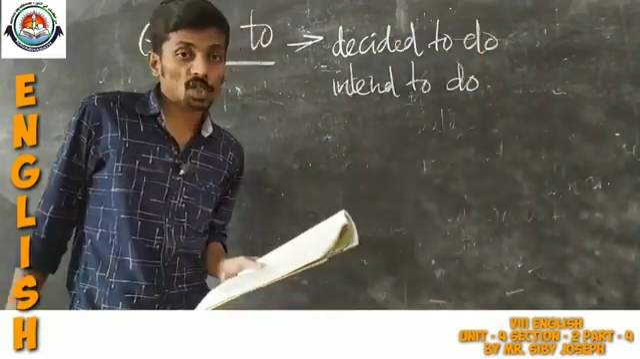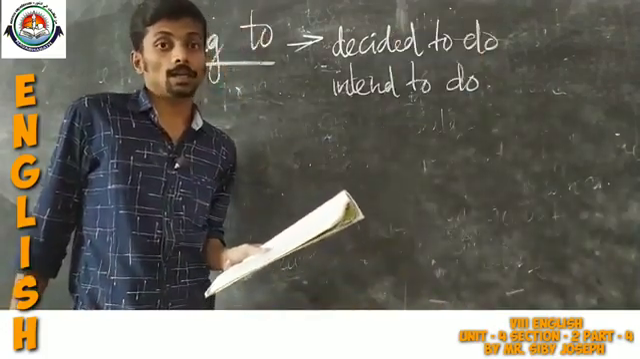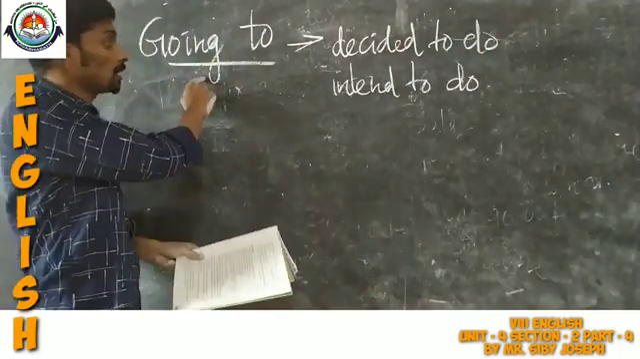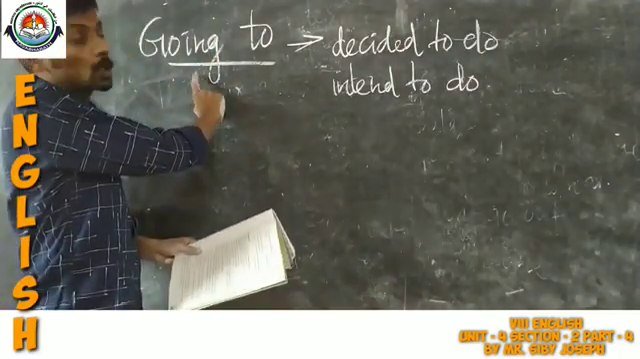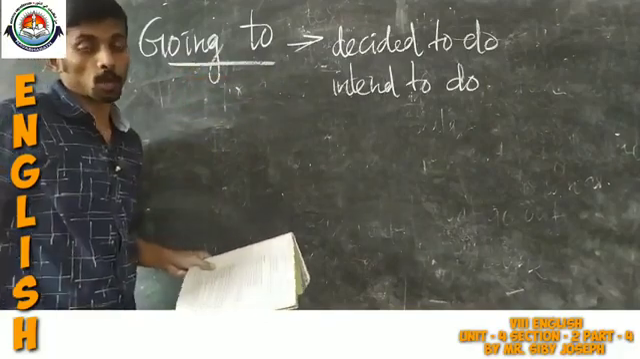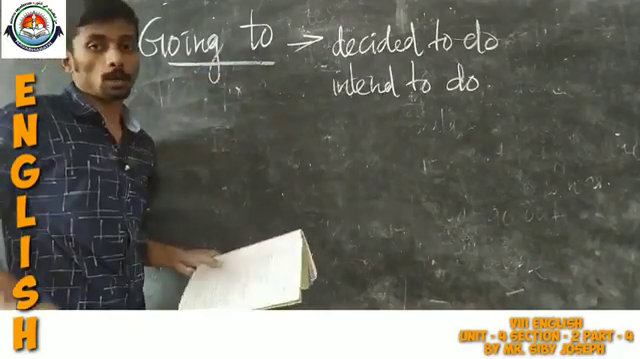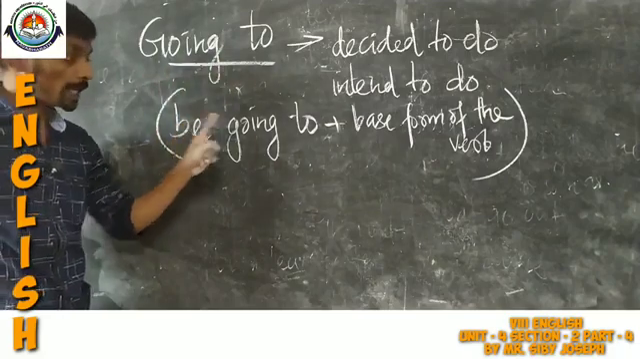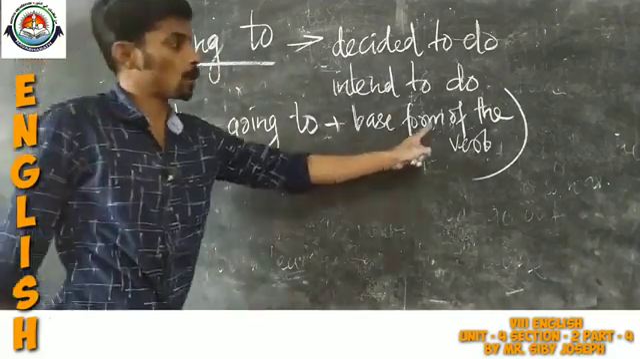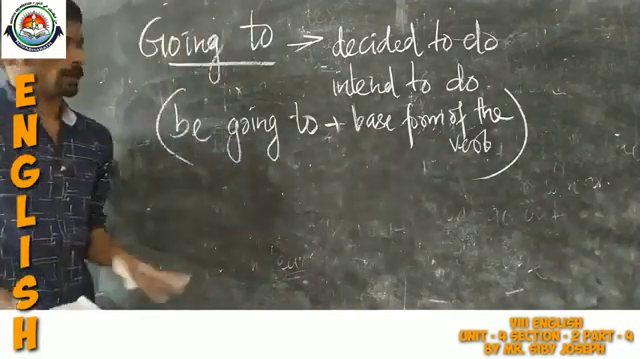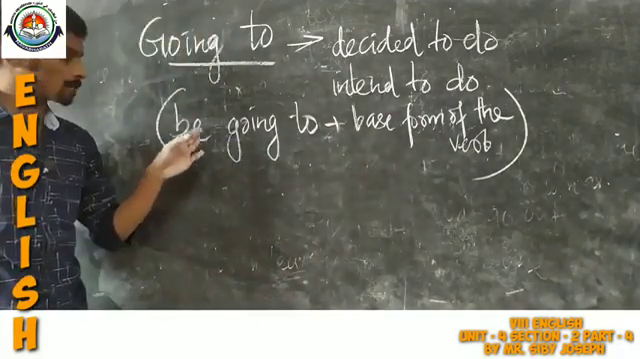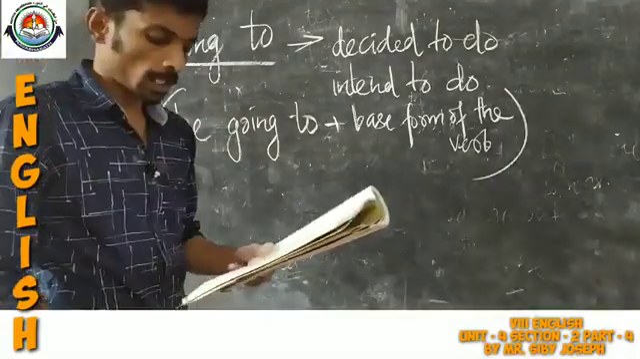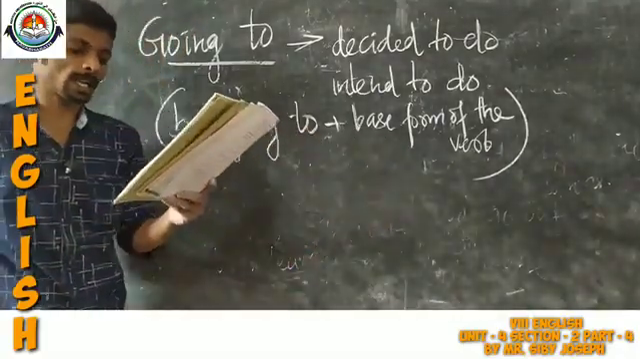And you have to be also familiar with the structure of this going to. There is a structure for the use of this going to, and what is that? Please note down. Look at the structure of the usage going to. Be going to plus base form of the verb. So, please let me explain this structure with the use of an example. Take the example given in your textbook itself.